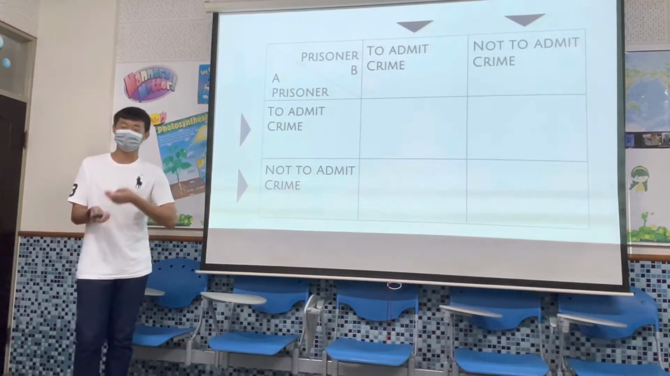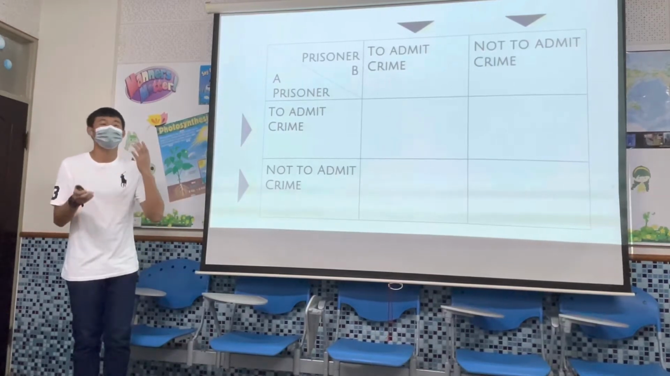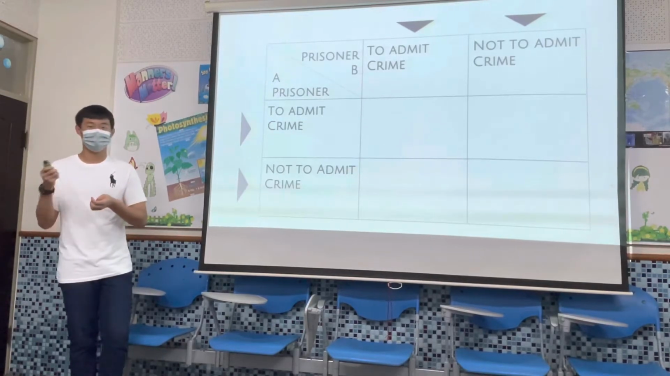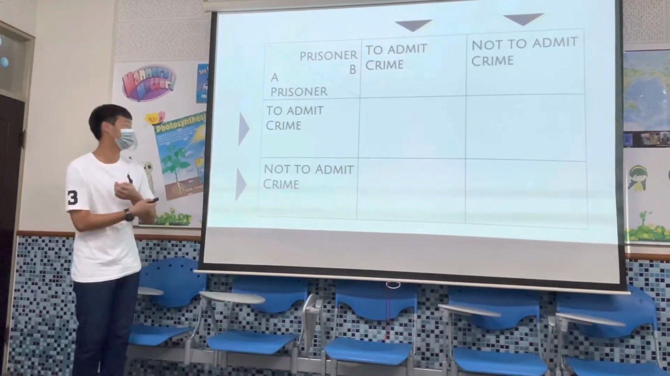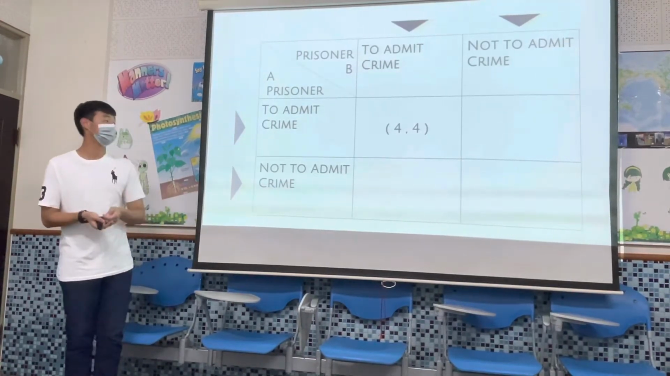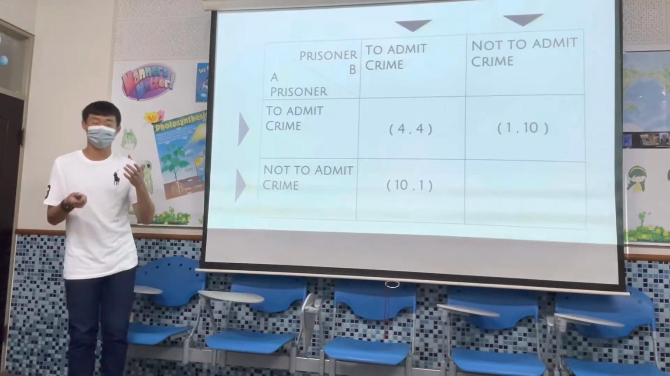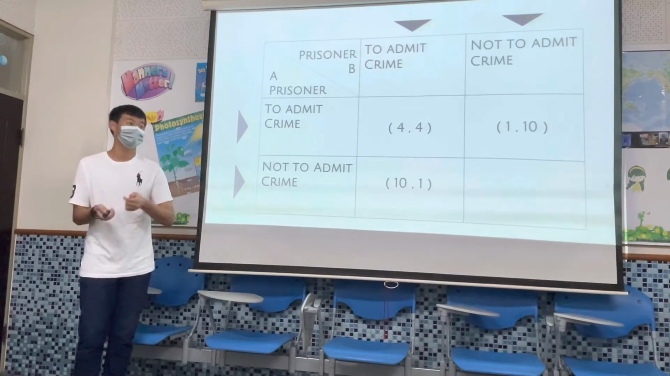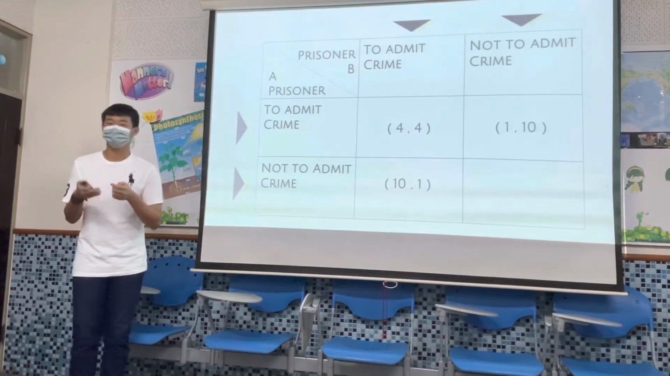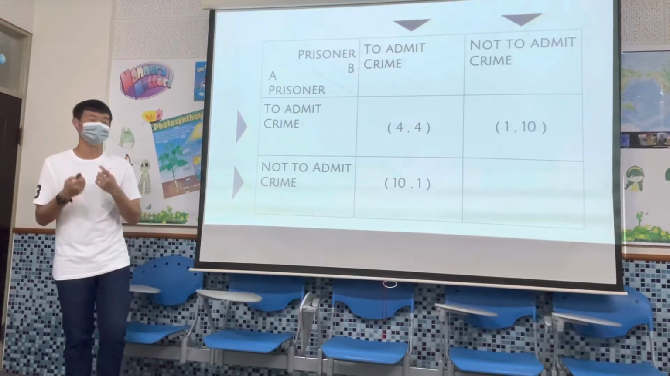Okay, then the police will ask A if A admits his crime. If A admits, and B also admits his crime, they will both go to jail for 4 years. However, if A admits his crime and B doesn't, A would only need to go to jail for 1 year because he has helped the police get enough evidence. And B, who doesn't, needs to go to jail for 10 years.